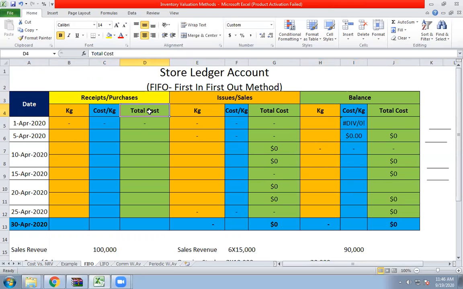If I work through this tabular approach, it will be very easy for me to calculate the value of the issues and the value of the closing stock as well at the end of the month. So on 1st April, I haven't purchased anything. I haven't issued anything. What I have is 7,000 kg in stock. The value of this 7,000 is 35,000. And once I divide this sum 35,000 by 7,000, I will get an answer of $5 per kg. So I have recorded my opening stock.